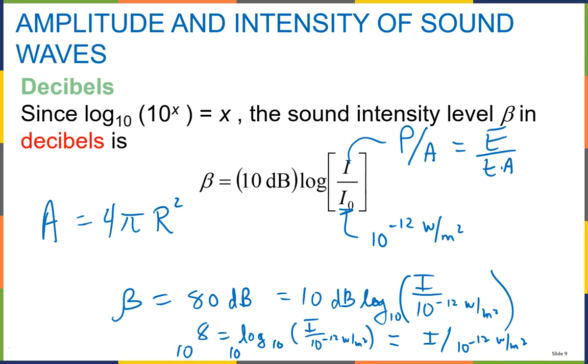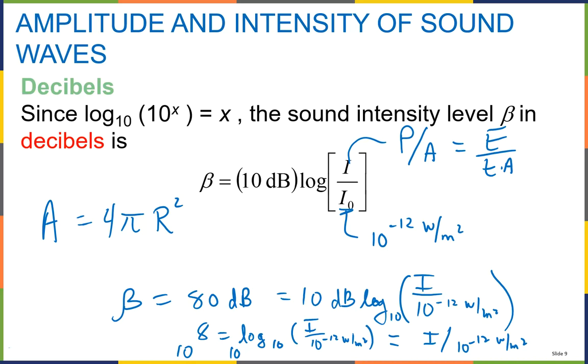Divided by 2. Not divided by 2, because it's divided by radius squared. So if we double the radius, we have to divide by 2 squared. So it's 1/4 the intensity that David's hearing. And so then the question is, what difference in decibels does it make if I have 1/4?